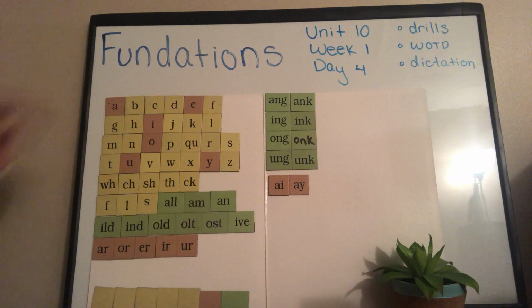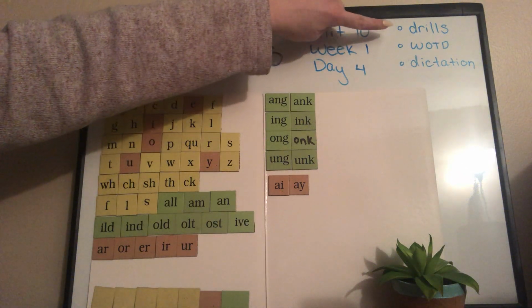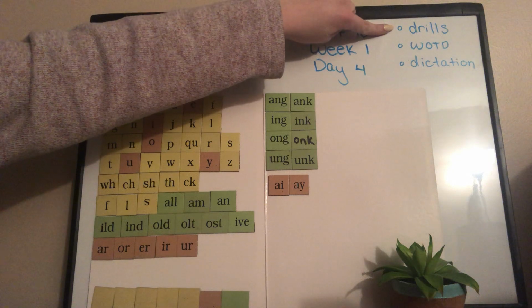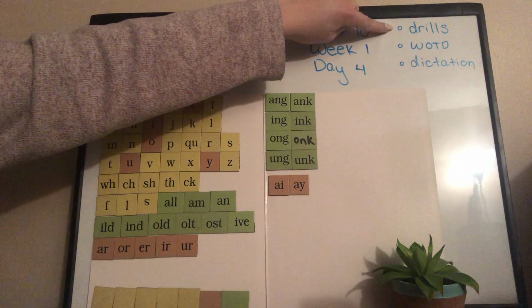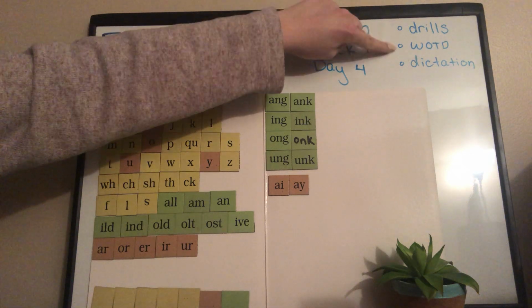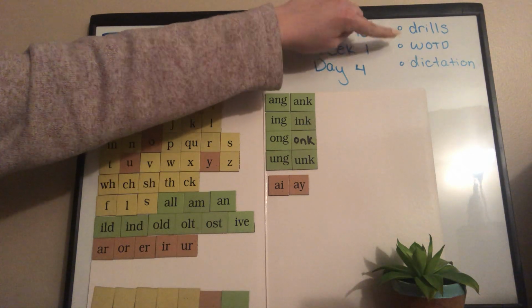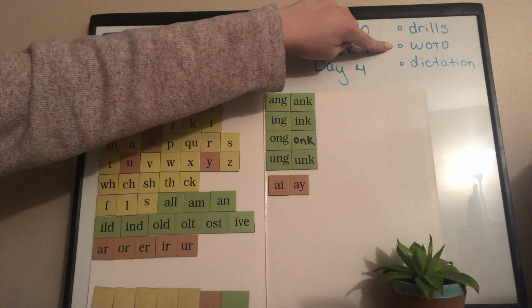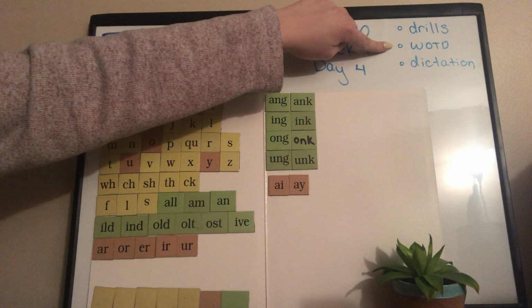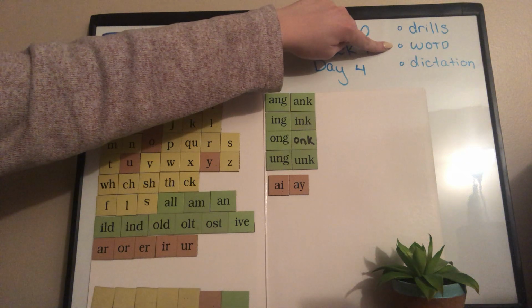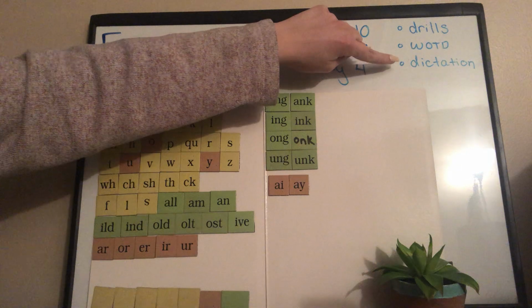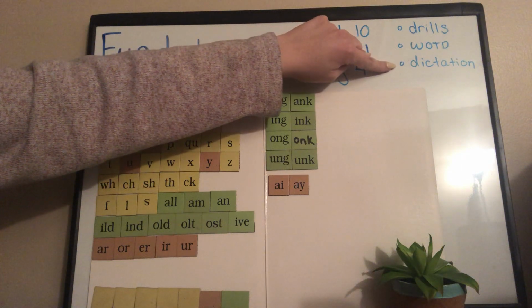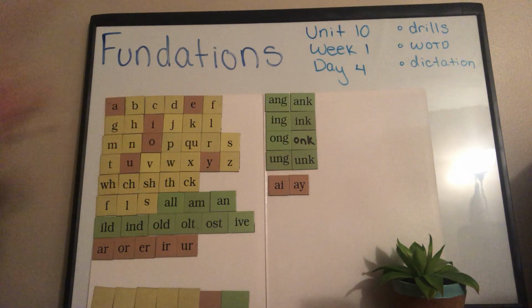So I put a little schedule up here for us. We should have already done the drills. I have a whole Fundations drills video that you can watch to take care of this. So we are just going to move on right to our word of the day. After word of the day, you're going to take a blank Fundations paper. You can either download it from the website and print it out, or if you grabbed a packet from me, it's in that packet. We're going to do some dictation, some practice with our sounds. So let's go ahead and get started with our word of the day.